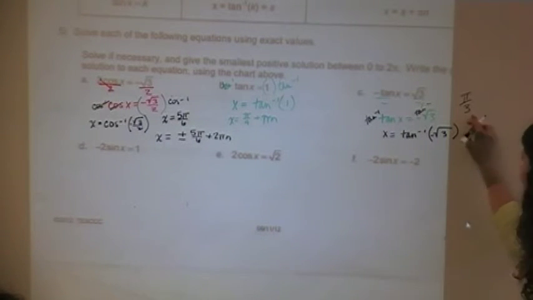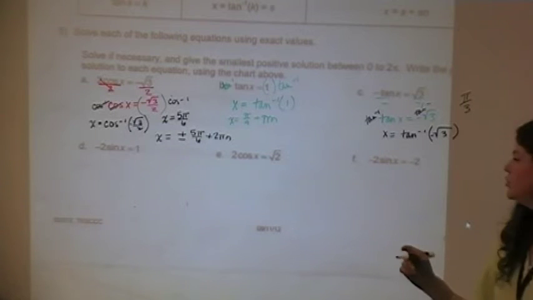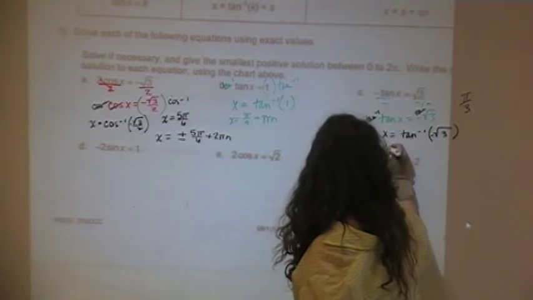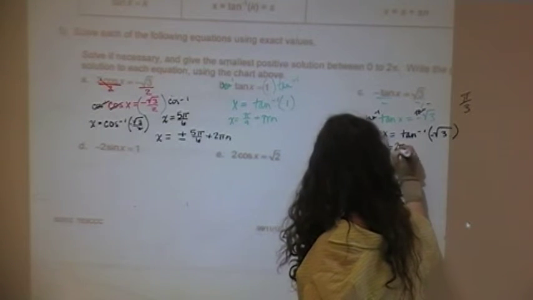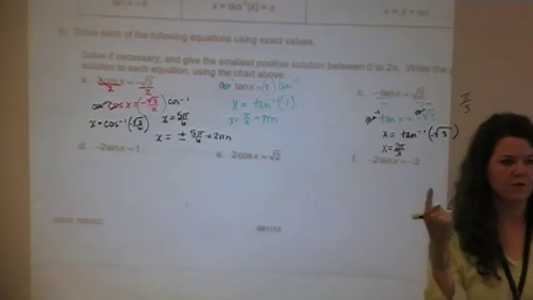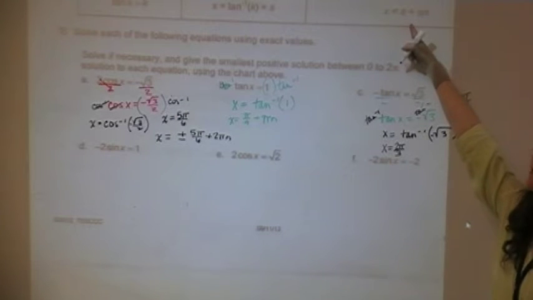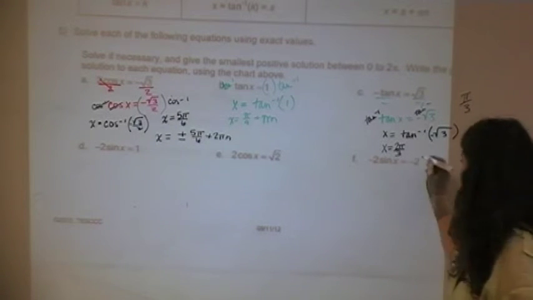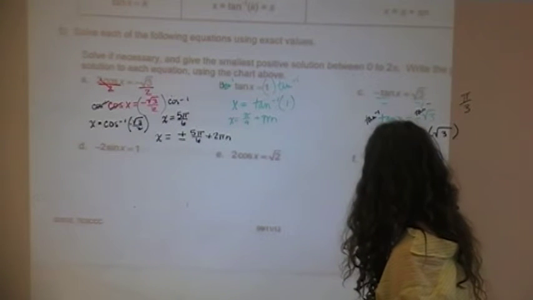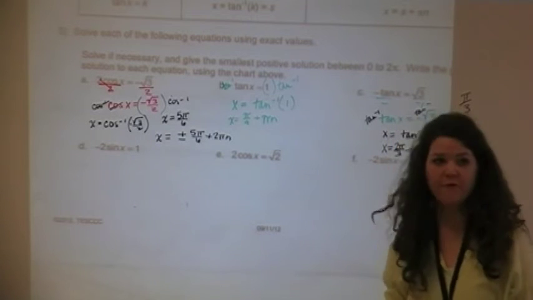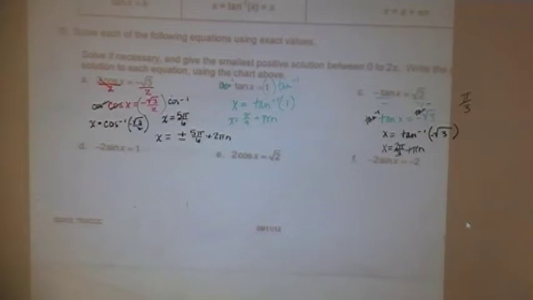So what has a 3 on bottom in quadrant 2? 2 pi over 3. So that's going to be my first solution, 2 pi over 3. That's all you need, your first solution, because my little chart says I can generalize that by adding pi n. Everybody okay? Try D. Oh man, that's probably a hard one. It's not.